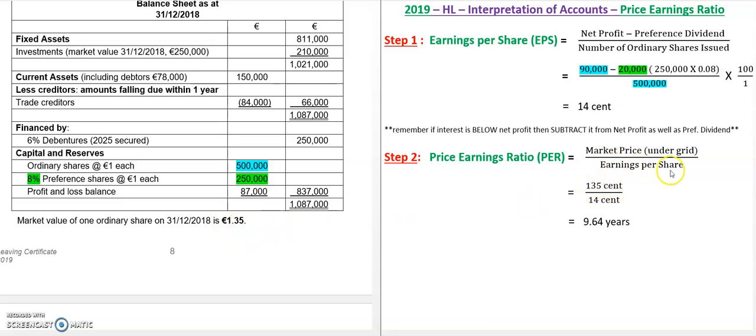And that's over our earnings per share, which we just have to calculate in above, 14 cent. So we divide 135 cent divided by 14 cent, and our answer is 9.64 years. Again, very important. You have years there. So that's how you calculate the price earnings ratio.